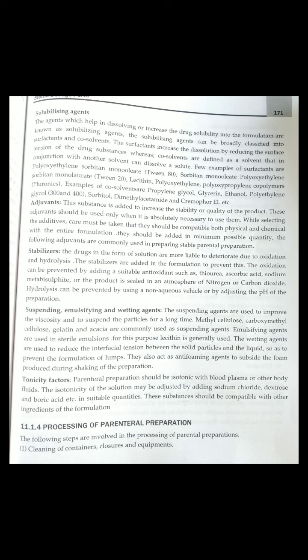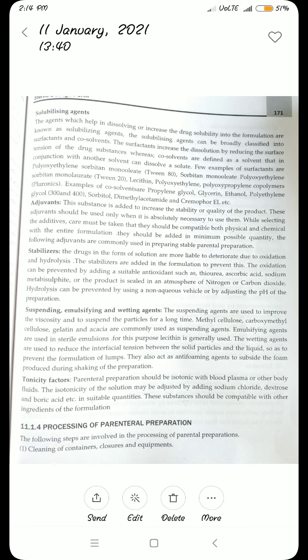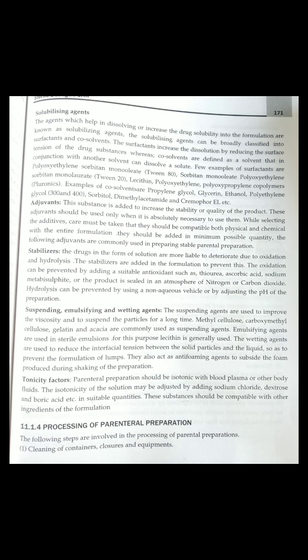Then the adjuvants. Why are adjuvants used? Adjuvants are used to increase the stability and quality of the product. When selecting additives, care must be taken that they are physically and chemically compatible with the entire formulation. They should be added in the minimal possible quantity.